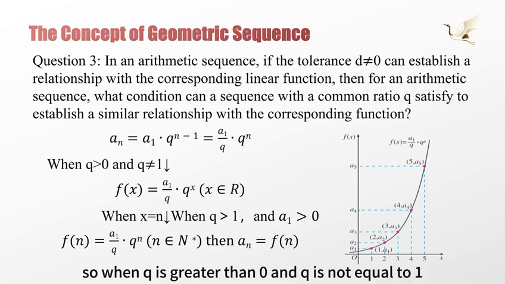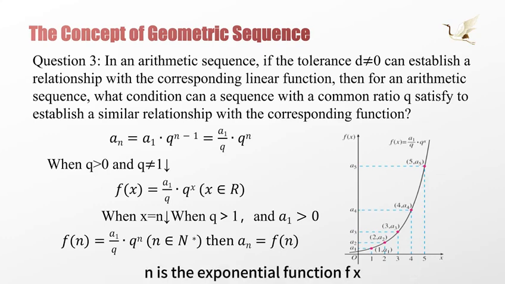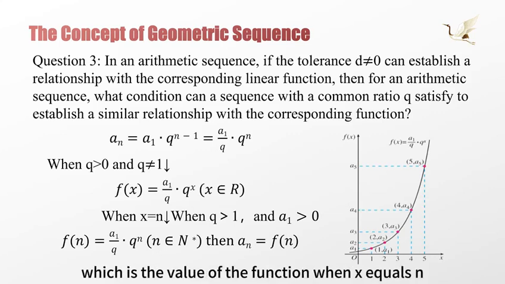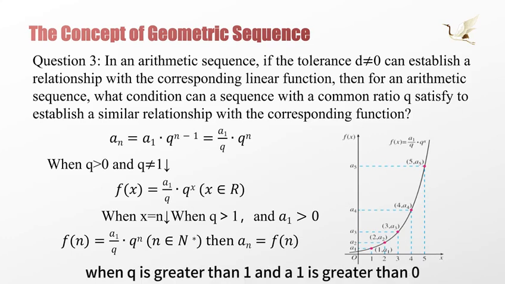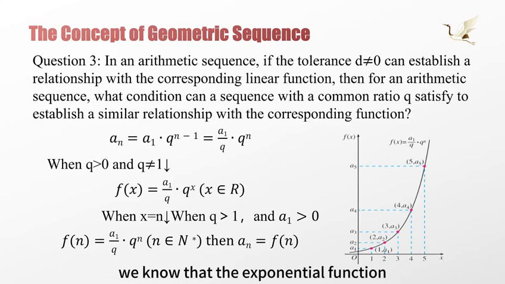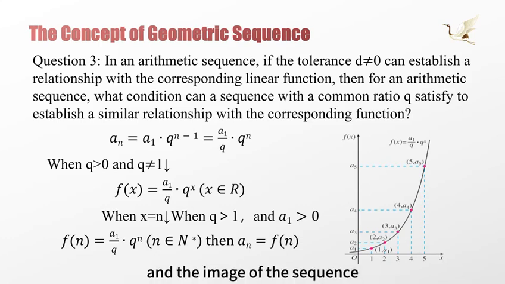So when q is greater than 0 and q is not equal to 1, the nth term a_n of the geometric sequence is the value of an exponential function f(x) when x equals n. Let's use the function graph to understand this. When q is greater than 1 and a_1 is greater than 0, the exponential function f(x) graph is a monotonically increasing curve, and the image of the sequence is the points on the curve where the horizontal coordinate is a positive integer.